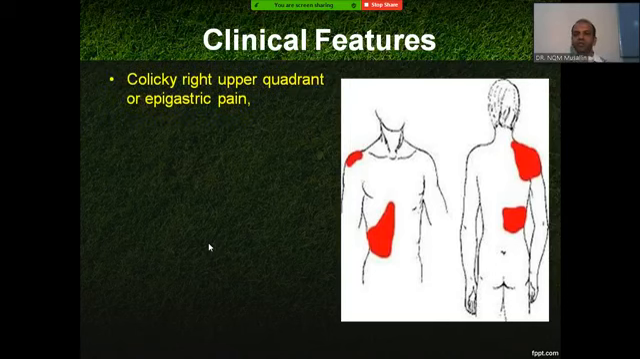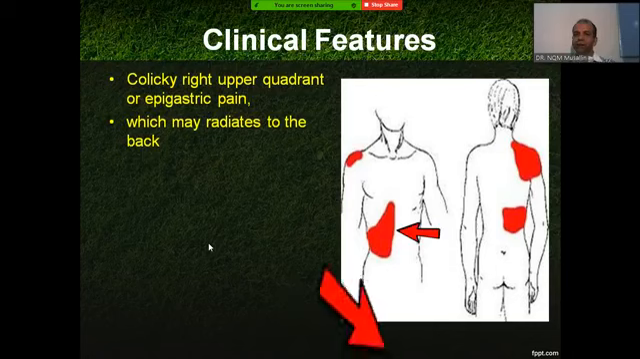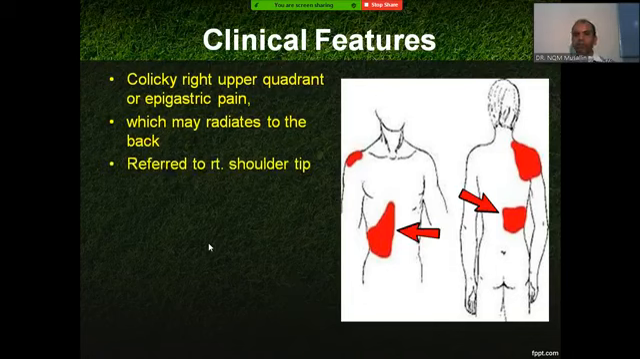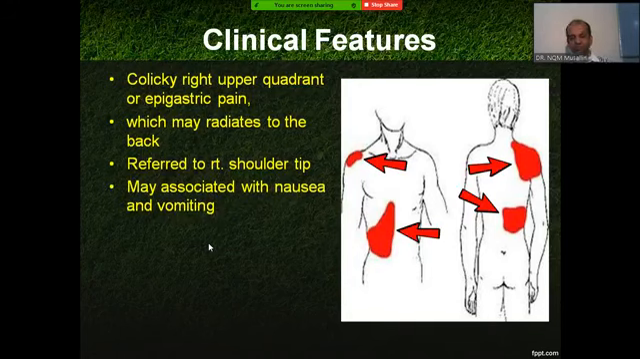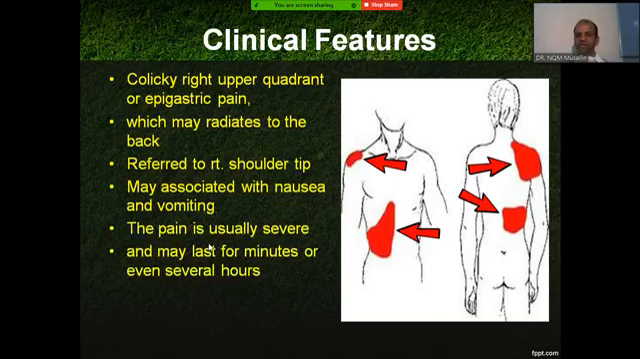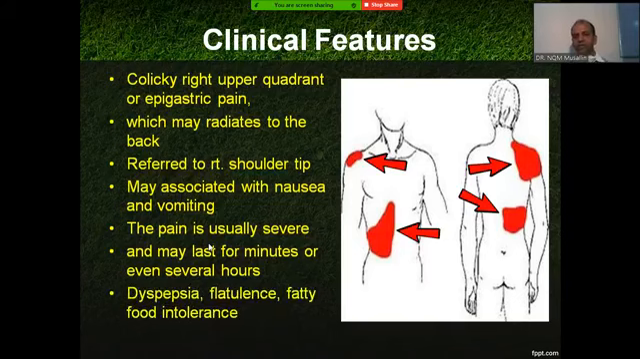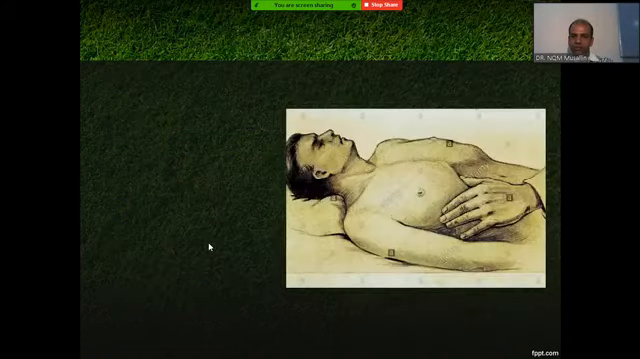Now, what are the clinical features of our today's discussing subject, chronic cholecystitis? The colicky pain in the upper quadrant or epigastrium, which may radiate to the back and sometimes be referred to the tip of the right shoulder, and may be associated with nausea and vomiting. The pain is usually severe and may last for minutes or even several hours. Dysphagia, flatulence, and fatty food intolerance are other common features of chronic cholecystitis.